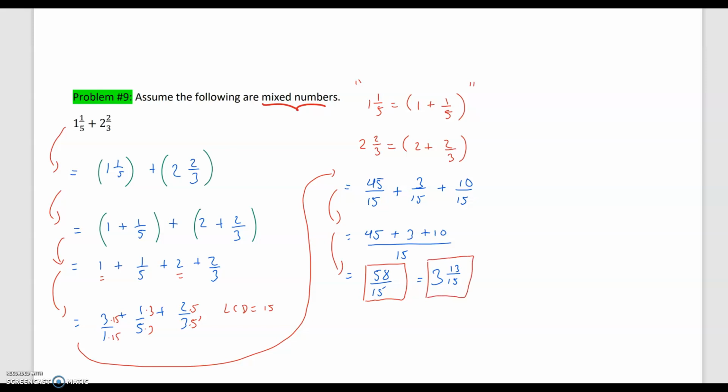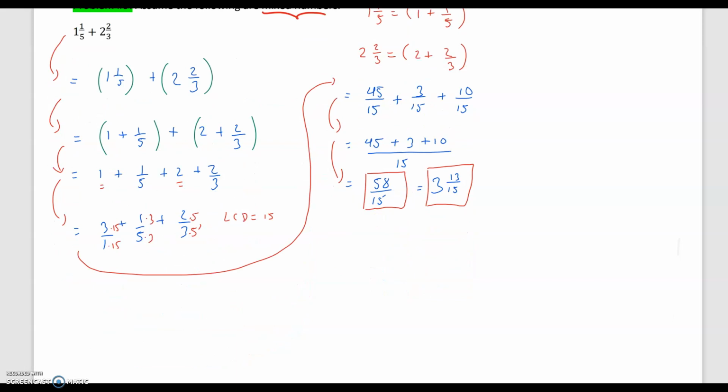Keep in mind that for some of the homework assignments, they may just want you to leave it as an improper fraction. But typically, if the numbers are mixed, they're going to want a mixed answer if you can express it in that form. That's actually it for problem 9. Let's take a look at problem 10.